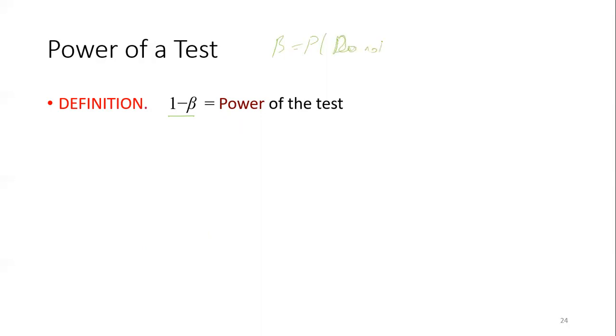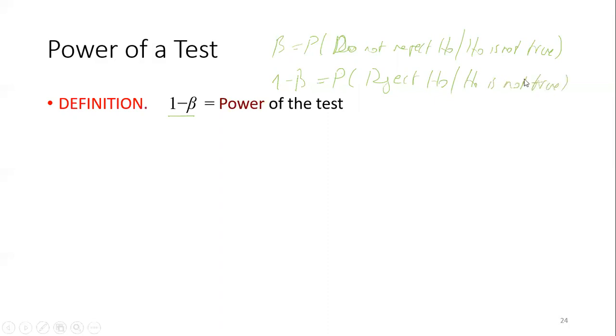The last thing that we will talk about is the power of a test. Okay, so power of a test is very simple. It's just 1 minus beta. Okay, so the power of a test is equal to 1 minus beta. Remember what is beta? The probability of type 2 error, which is, sorry, do not reject H0, given that H0 is not true, right? Or H1 is true. So what is 1 minus beta? 1 minus beta is equal to the probability that we reject H0, okay? Given that H0 is not true, okay?